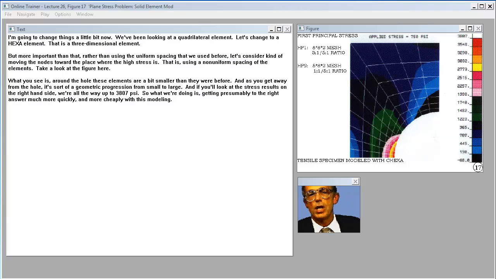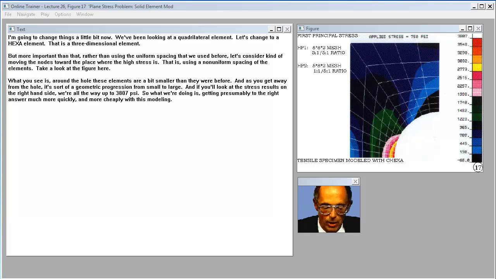I'm going to change things a little bit now. We've been looking at a quadrilateral element. Let's change to a hexa element that is a three-dimensional element. But more important than that, rather than using the uniform spacing that we used before, let's consider moving the nodes toward the place where the high stress is, that is using a non-uniform spacing of the elements.